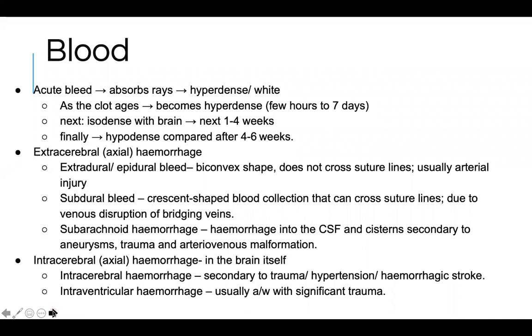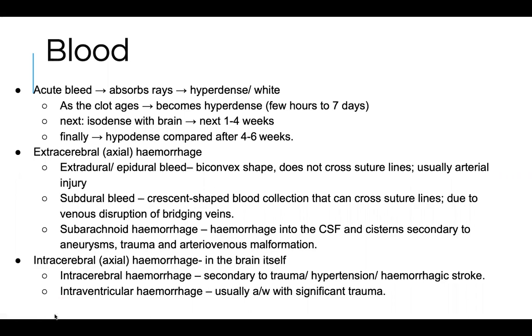And then next, in terms of intraaxial hemorrhage, which I said again is in the brain itself, intracerebral hemorrhage can happen due to trauma, so blunt force trauma to the head, a high speed motor vehicle accident, or hypertension, so a hypertensive bleed or hemorrhagic stroke. And then finally, intraventricular hemorrhage. It's generally associated with a significant amount of trauma that causes blood to be present in the ventricles.